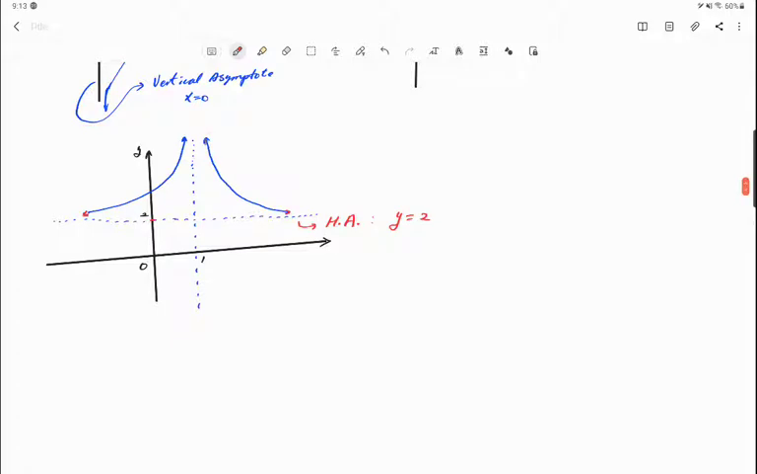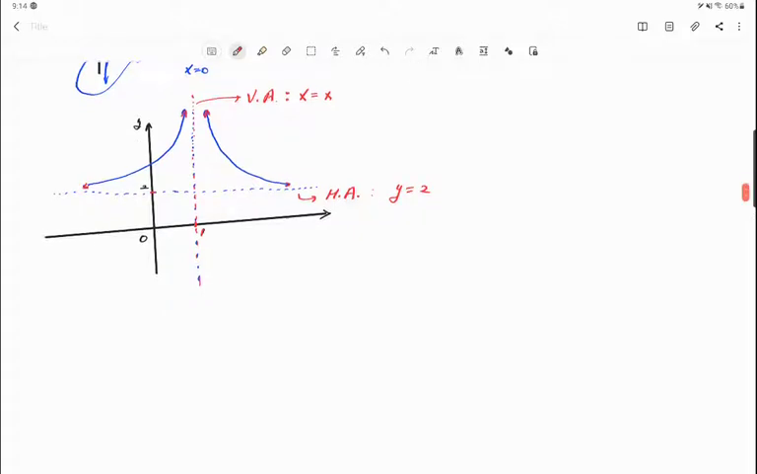How about this one? This end and this end are going all the way up, and approaching this vertical line. So we call this a vertical asymptote. The equation of this vertical asymptote is x equals the x value, because the vertical line passes through the x-axis. This one, right? So x equals 1. Can you see it? Can you find the vertical asymptote or horizontal asymptotes?